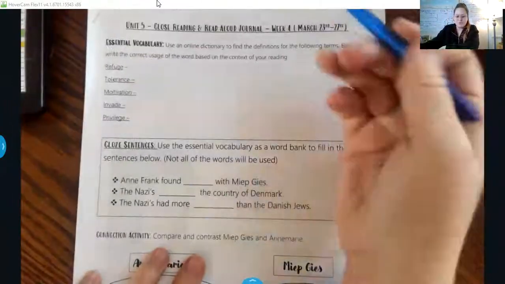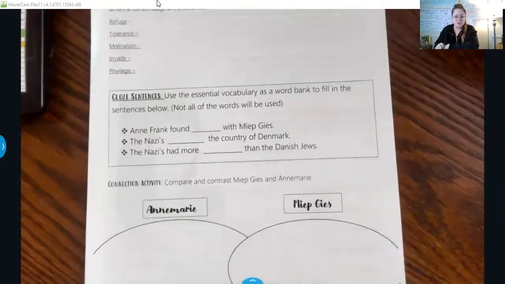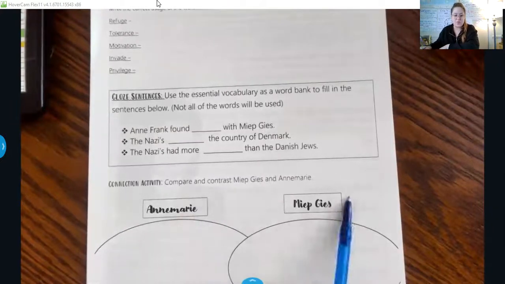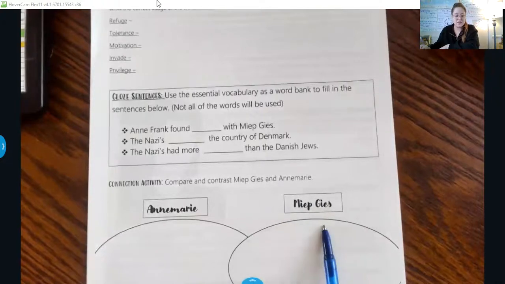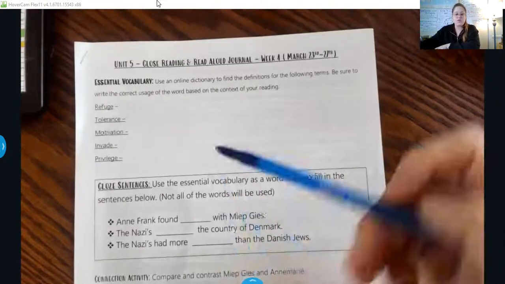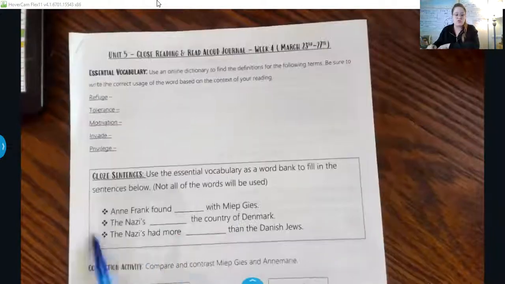Before we do, I just wanted to walk you through kind of what I am expecting from you guys from the front. So after we're done reading our text today, I want you to go back and fill in the Venn diagram here at the bottom, comparing Anne Marie and the woman we're going to read about today, Miep Gies. Before you do that this week, also you need to fill out your definitions and you need to do your cloze sentences at the front that go with our vocabulary words.